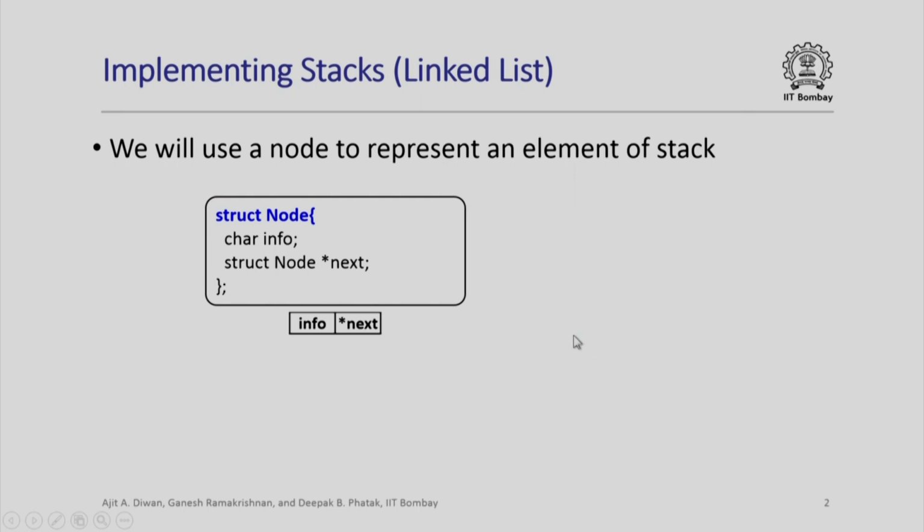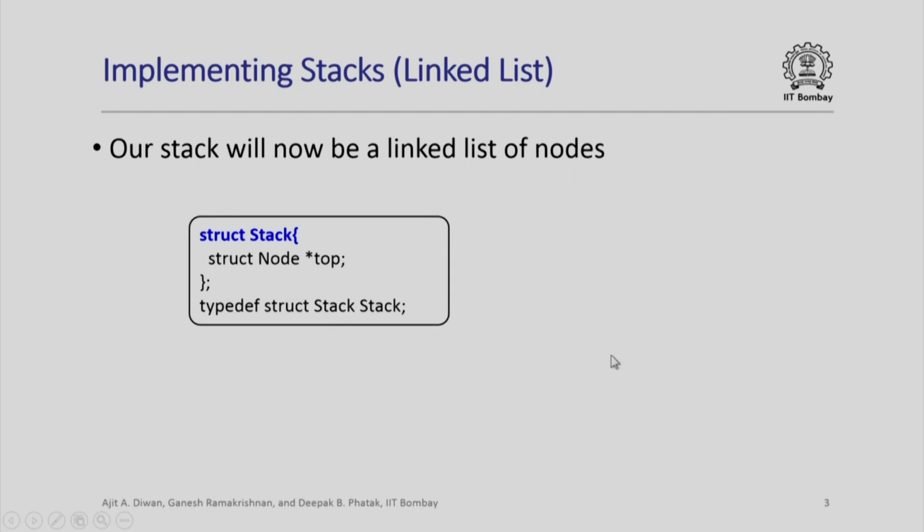First, we will use a node to represent the element of a stack. We define the structure of the node as char info and struct node *next. So this is how a node will look like. It will have information and a pointer to the next. We now need to create many such nodes which will form the stack. So the stack is simply defined as a structure which has node pointers. So it will be a linked list of nodes.